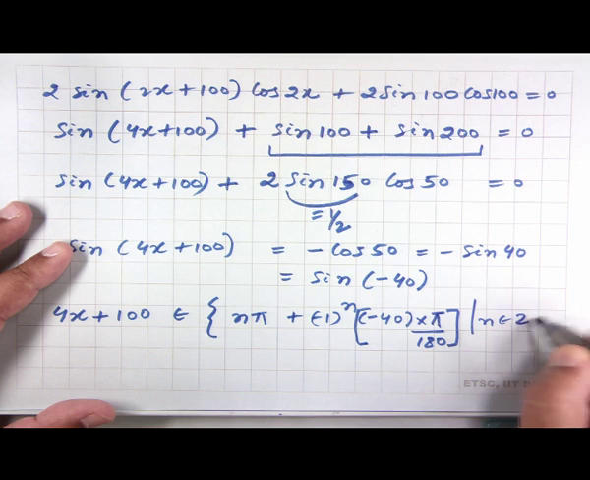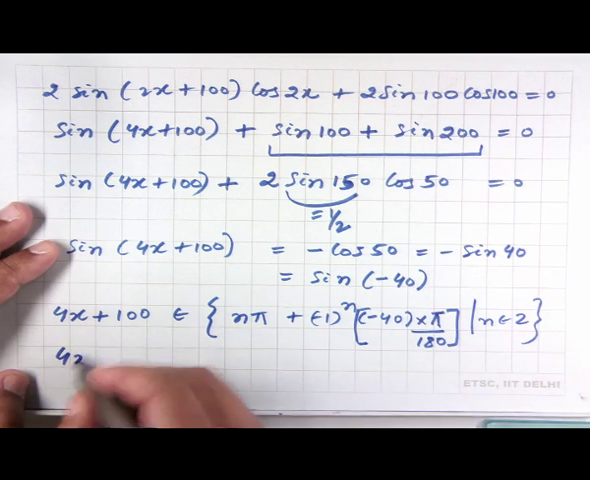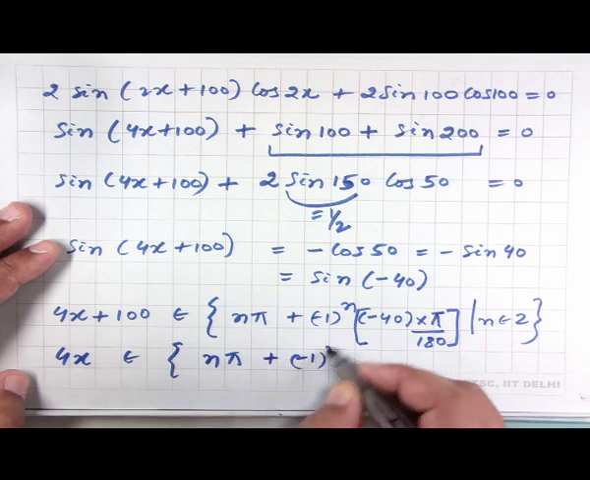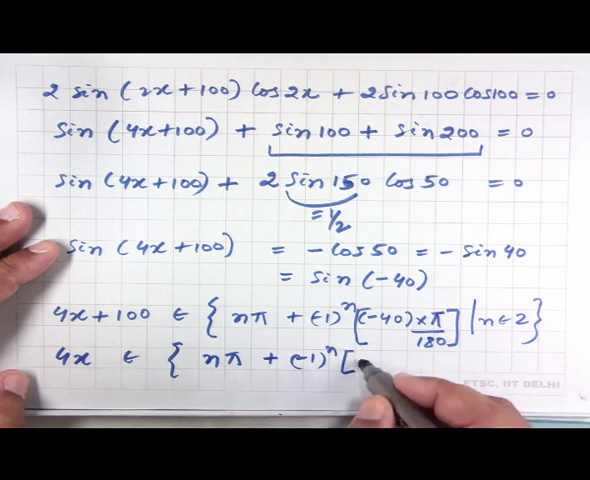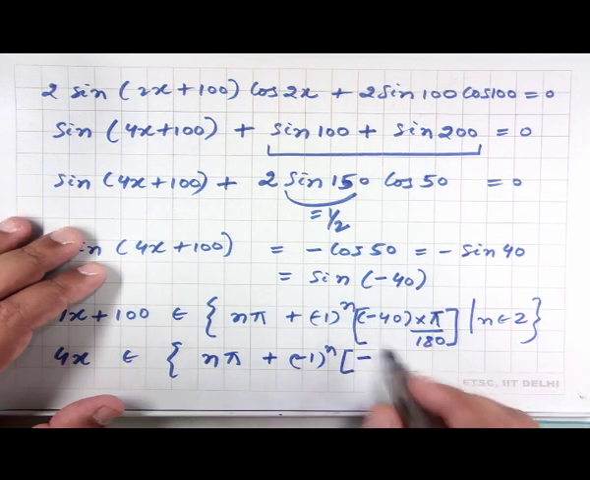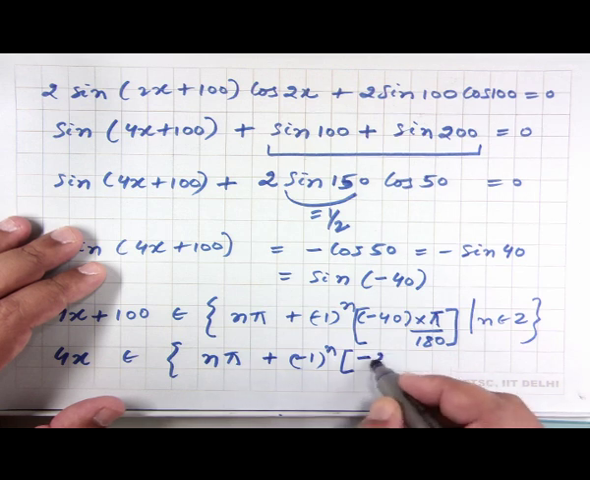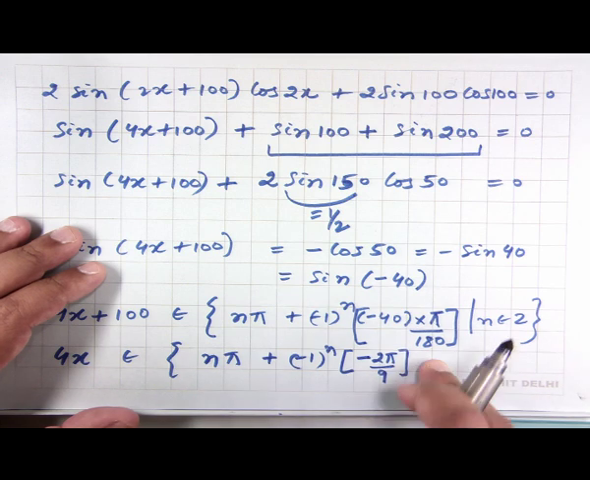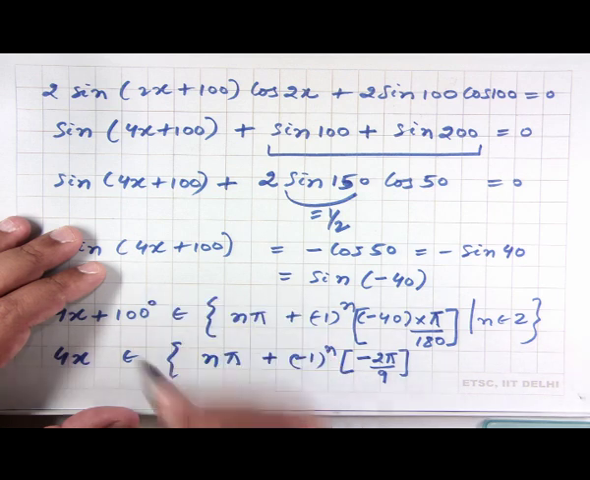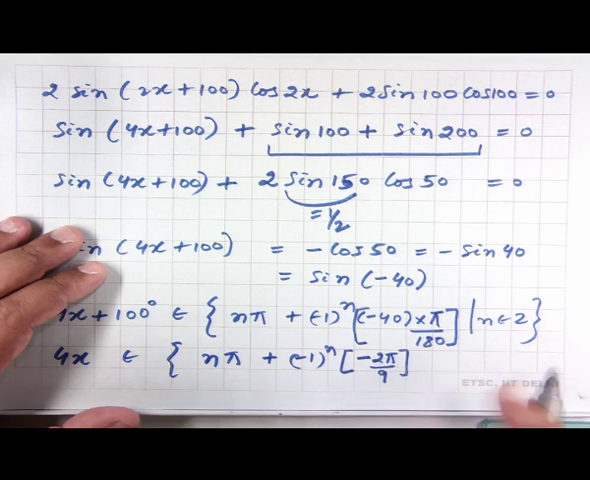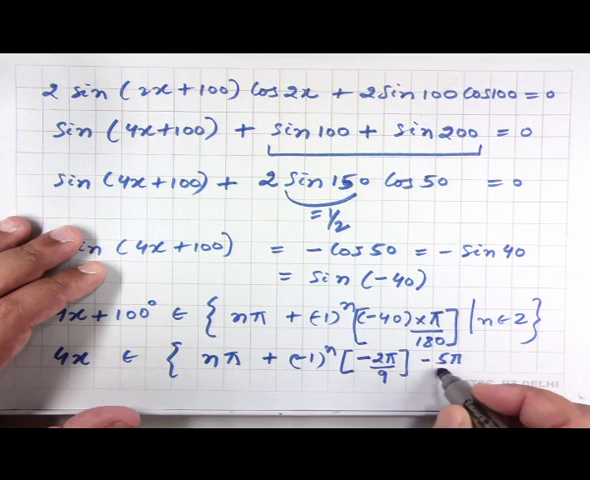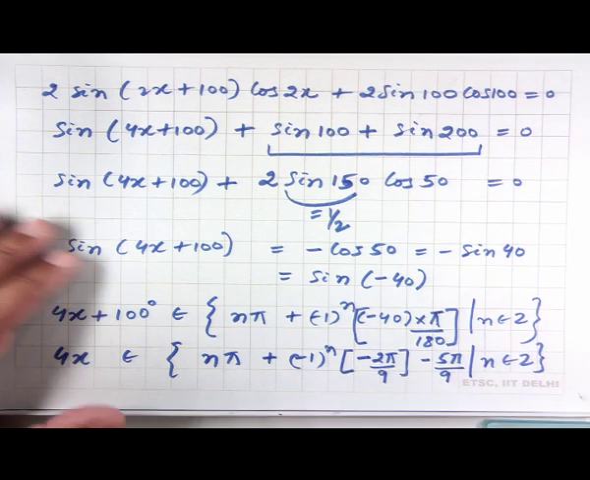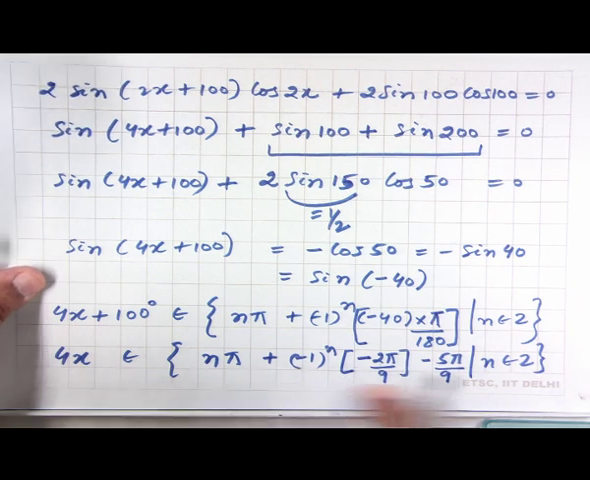So for all n belonging to z, we can write that 4x belongs to n pi plus minus 1 to the power of n times minus, so this 40, we can simplify this as 2 pi by 9, and then we have to put a minus 100 over here, but minus 100, this is in degrees, so in terms of radians that will be minus 5 pi over 9, and again belonging to integers. But this is 4x, so then we have to divide everything here by 4.